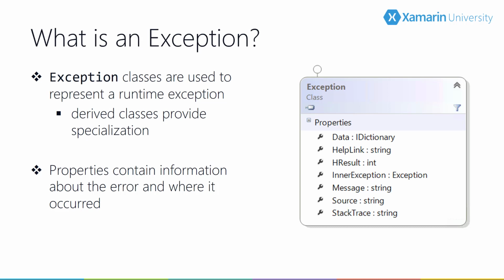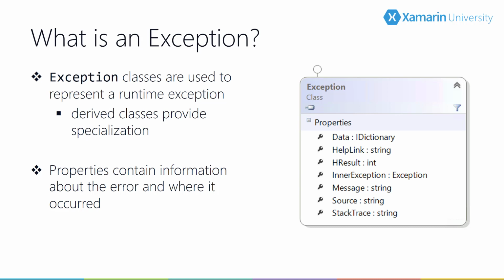We have the stack trace, which is a string that contains the complete stack of calls that led to that exception. And this string allows you to review each method call made up until that exception occurred. And this is especially useful during testing and debugging. Now, the exception classes are organized into a hierarchy with exception at the top.